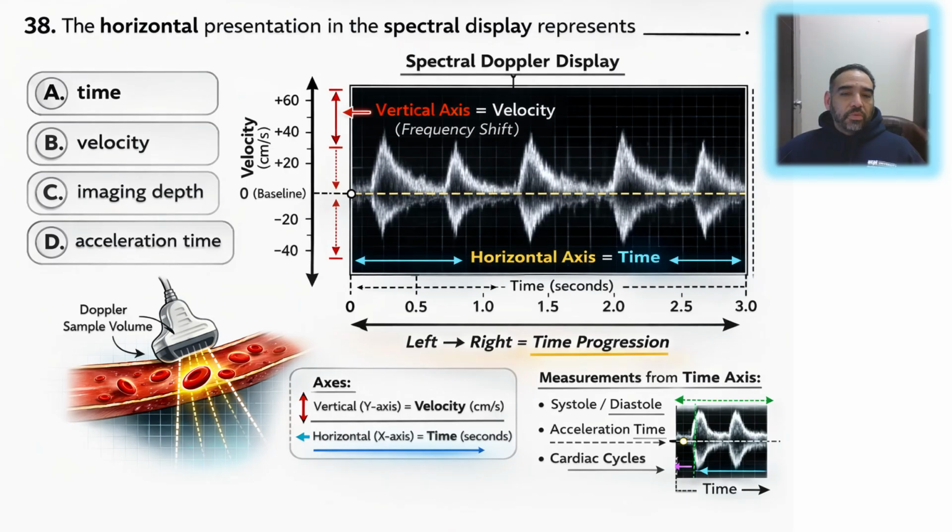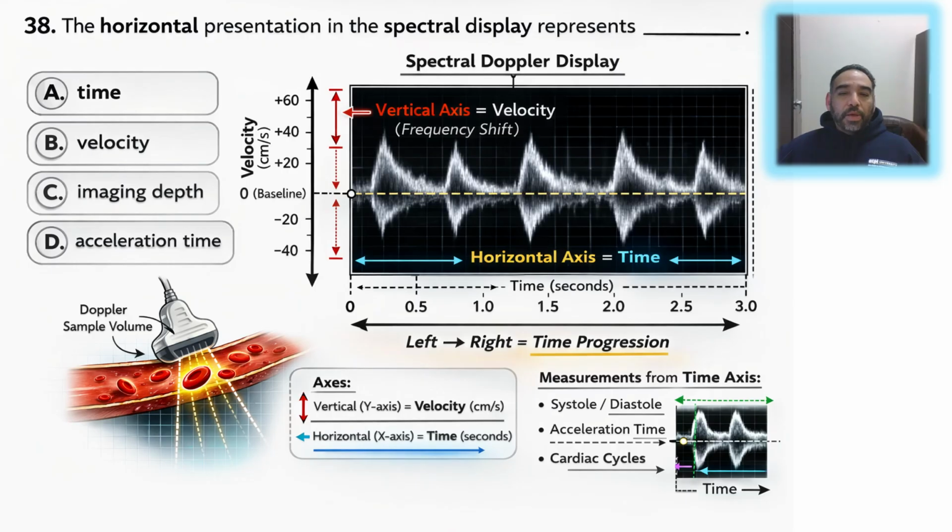So B says velocity. And velocity is plotted vertically. The height of the waveform above the baseline represents speed. So higher waveform equals higher velocity. C says imaging depth. Depth is relevant in B mode and pulse Doppler sampling, but it is not displayed in the spectral tracing. And the last answer, D, acceleration time, is also incorrect. Acceleration time is a measurement taken along the horizontal axis, but it is not what the axis represents. The axis represents time. Acceleration time is a derived measurement from it.